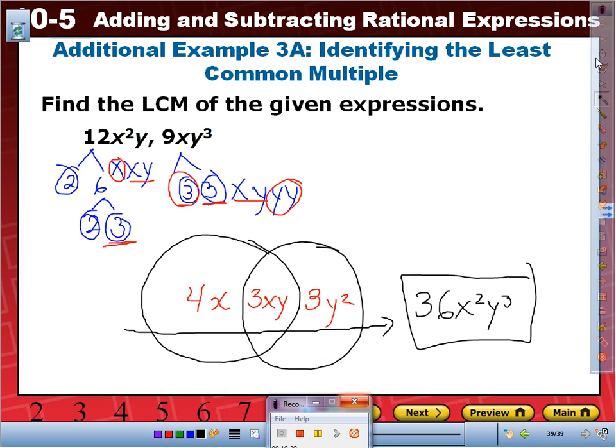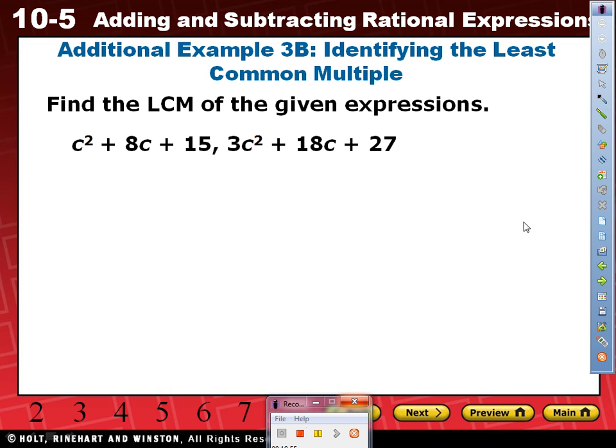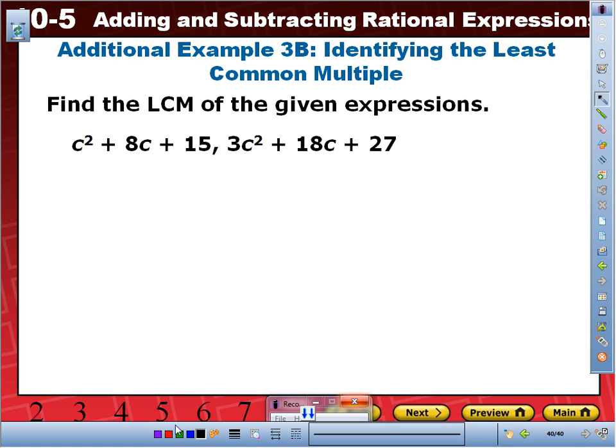3b. Copy this one. c squared plus 8c plus 15 and 3c squared plus 18c plus 27. I know, huh? They're cool. Okay, let's continue. Here we go. Let's do this one together.